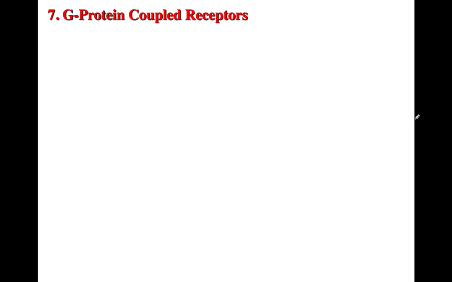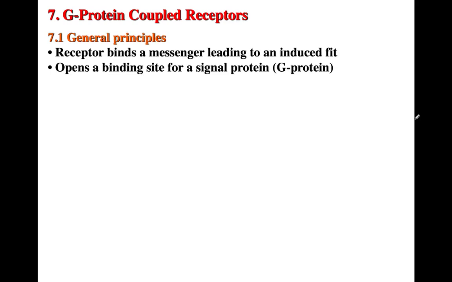Now that we've looked at the ion channels, let's take a look at the G protein coupled receptors. Again, it's the same idea where the receptor binds to its messenger and leads to an induced fit. The G protein coupled receptors are called so because the receptors have an intracellular binding site that binds to a complex that has a binding site for GTP and GDP, and you will look into it in more detail in the coming lectures.